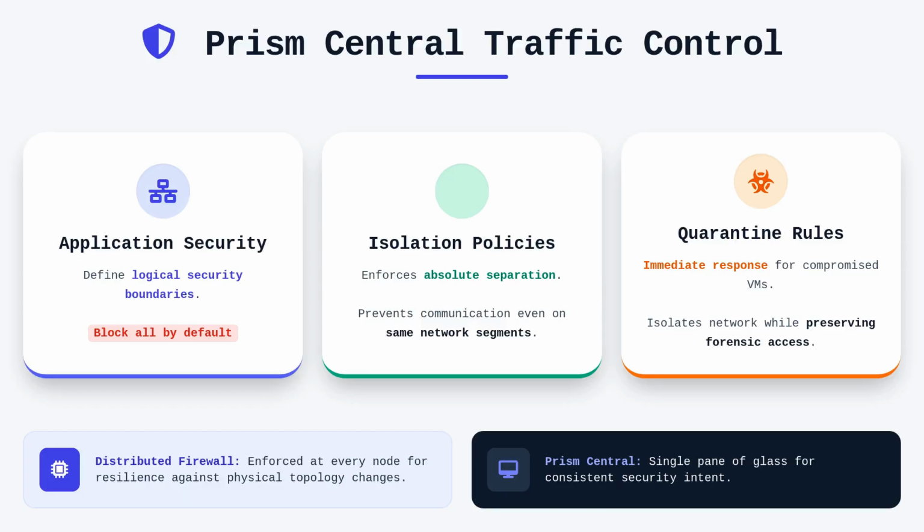Furthermore, the quarantine capability provides an immediate response mechanism for compromised virtual machines by isolating them from the network while maintaining access for administrative forensic analysis. Because these policies are enforced by the distributed firewall in every node, they provide a consistent security posture that is inherently resilient against manual configuration errors or changes in the underlying physical network topology. Managing these constructs through Prism Central provides a centralized, single pane of glass, ensuring that your security intent is applied consistently across your entire Nutanix deployment.